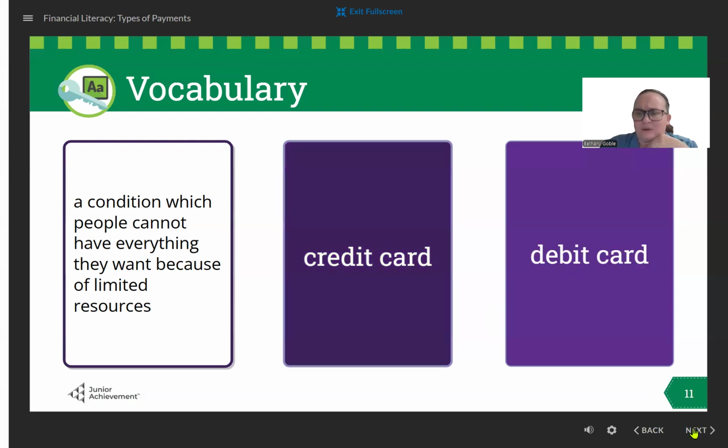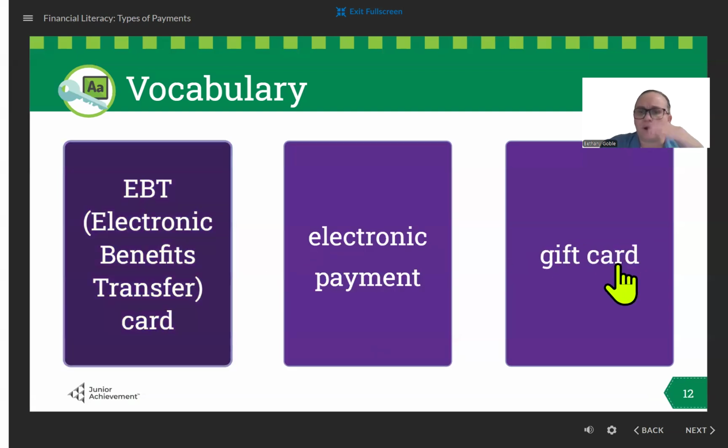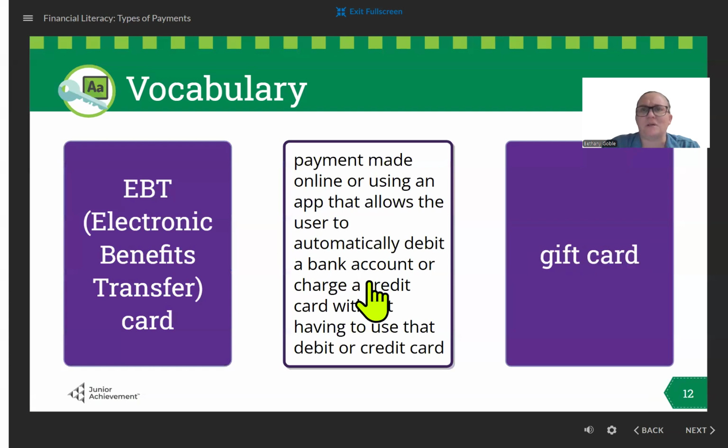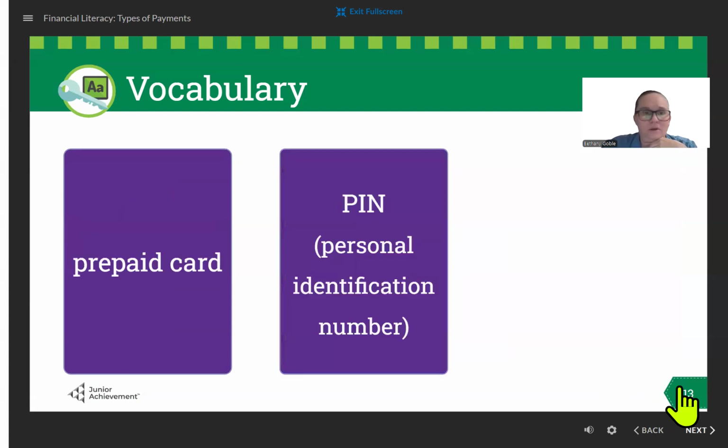Okay. We talked about credit and debit cards, talked about all those. Electronic payment, I told you, comes out of my account and pays off what I need it to pay. It automatically does it. Now I better have that money in my account, but it automatically does it.